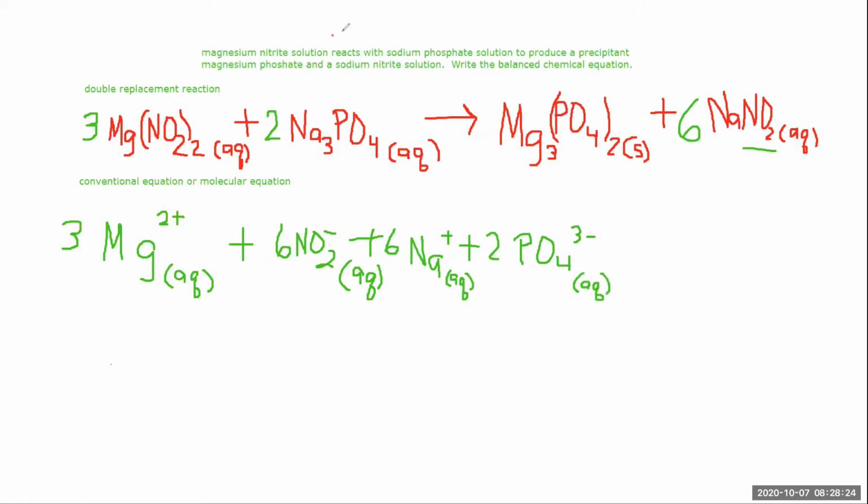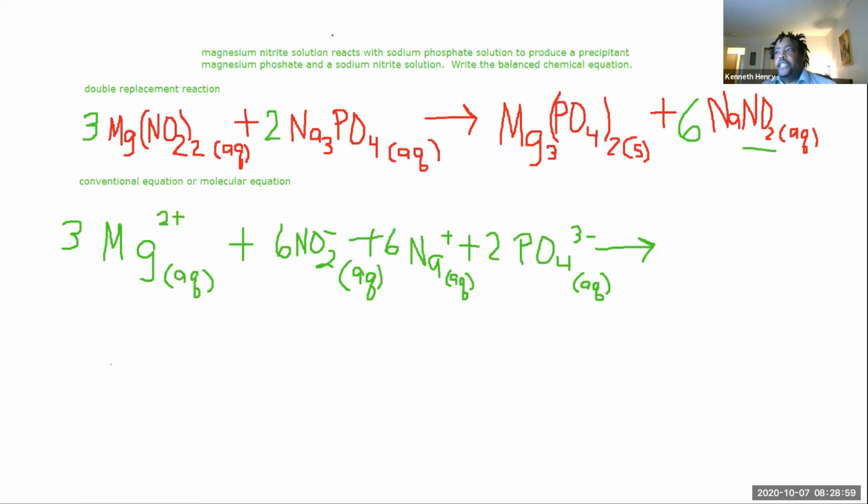Okay, so let's go to the other side of the equation. Wait, Dr. Henry. Yes, sir. Why would you only have two phosphates? Because my coefficient in front of it is two, so I would only end up with two phosphates. Oh, okay. So you don't multiply the coefficient with the subscript? If there was a parenthesis, yes, because you're talking about the entire thing.